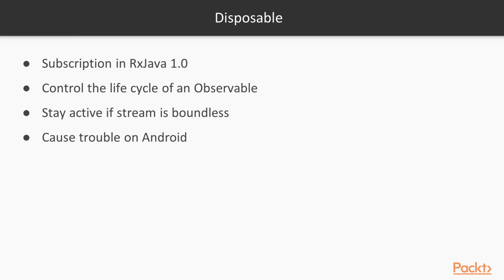Now we'll learn about disposable. A disposable was previously called a subscription in RxJava 1.0. It's a tool that can be used to control the lifecycle of an observable. If the stream of data that the observable is producing is boundless, it means that it will stay active forever. It might not be a problem for a server-side application, but it can cause some serious trouble on Android. Usually, this is the common source of memory leaks.